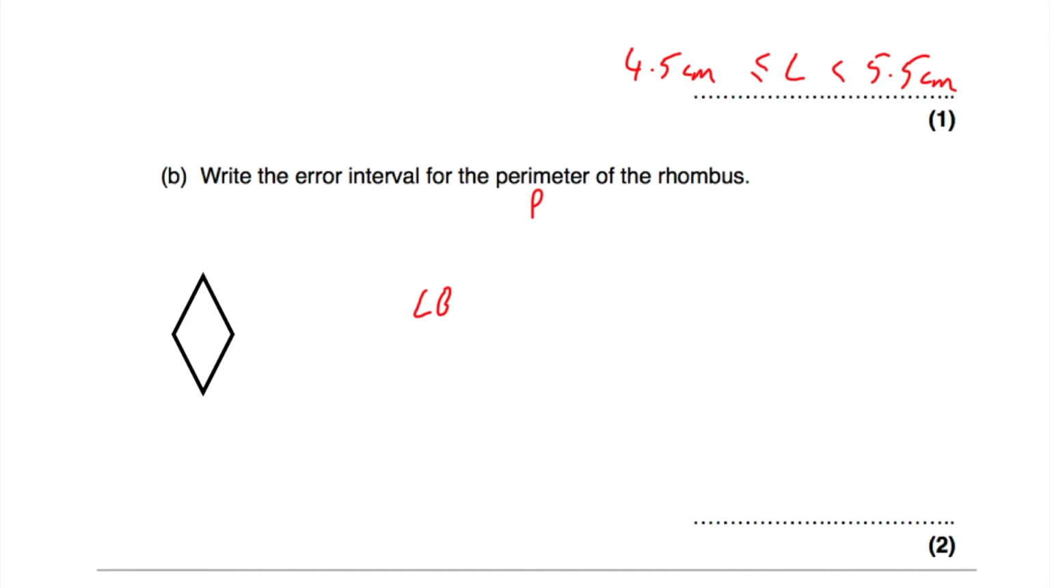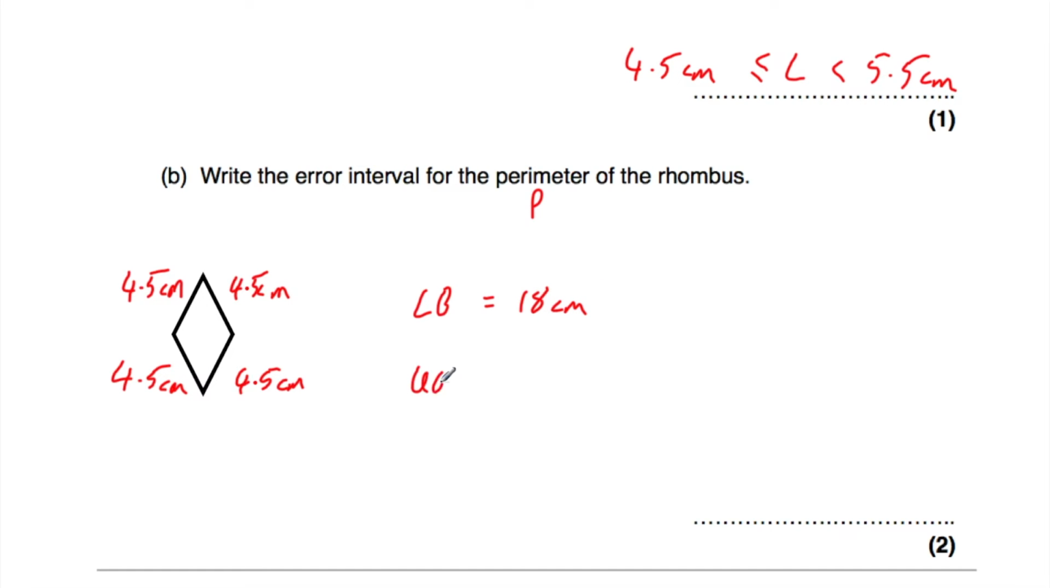And if we look at the error interval for the length of the sides, that would be 4.5. So we'd have 4.5, 4.5, 4.5, and 4.5 centimeters for the length of each of them. And if we add up 4.5s, that would be 18 centimeters. So the lowest possible perimeter of the rhombus would be 18 centimeters.